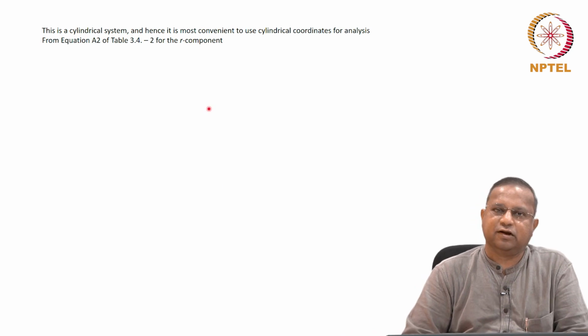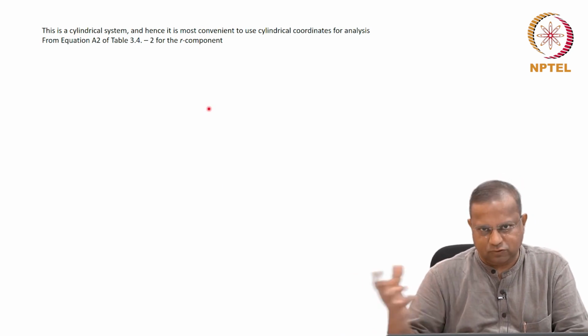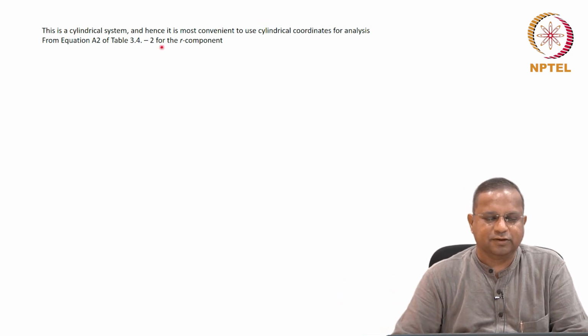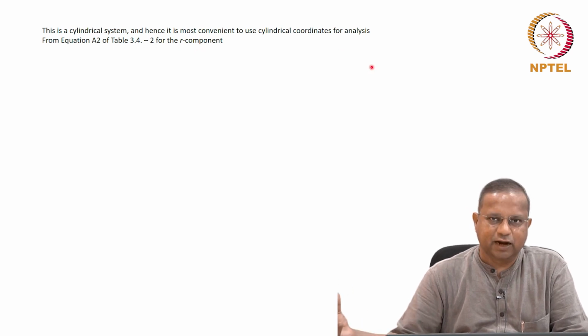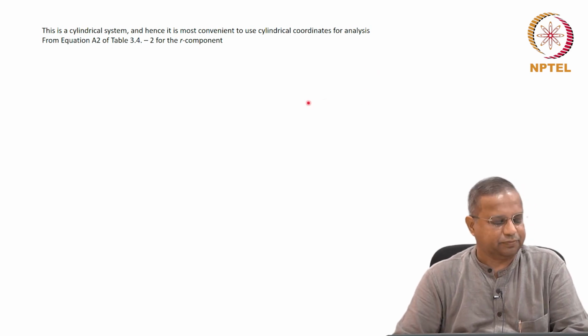As you can see, this is a cylindrical system, and therefore the most convenient set of equations to use from the tables, hopefully you made a copy, is the equation A2 from table 3.4-2. Okay, and this is for the R component. Let us start with the R component. Let us apply that momentum balance to the system and let us see what we are going to get.